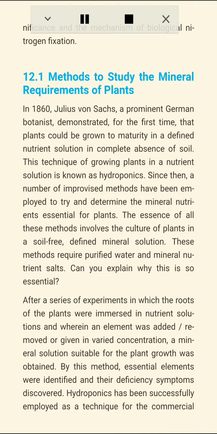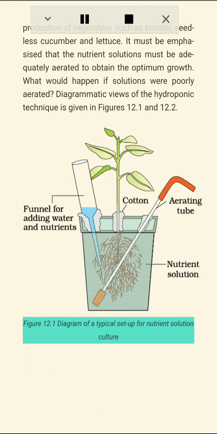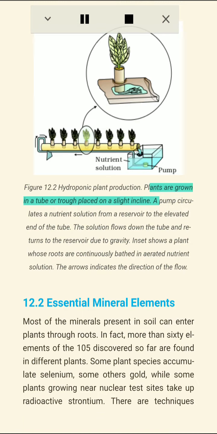Hydroponics has been successfully employed as a technique for the commercial production of vegetables such as tomato, seedless cucumber, and lettuce. It must be emphasized that the nutrient solutions must be adequately aerated to obtain the optimum growth. What would happen if solutions were poorly aerated? Diagrammatic views of the hydroponic technique are given in Figures 12.1 and 12.2. Figure 12.1 Diagram of a typical setup for nutrient solution culture. Figure 12.2 Hydroponic plant production.